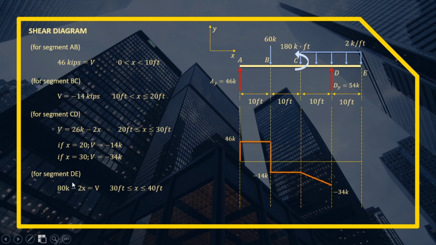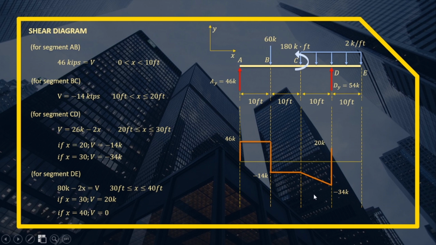The next, for segment DE naman, meron tayong shear equation na 80 kips minus 2x. Ay yung dadaanan niya na equation from 30 feet to 40 feet, or from D to E. If meron tayong x equals to 30 feet, ano bang shear natin? So meron tayong positive 20. Ibig sabihin, aangat tayo dapat at point D na dapat meron tayong shear dyan na 20 kips. So this is the 20 kips. And if x naman is 40, yung shear natin is 0. Kasi 80 minus 2 times 40, 0.